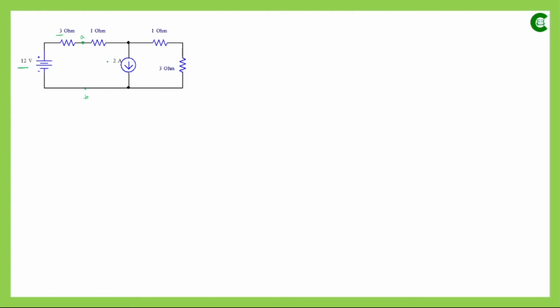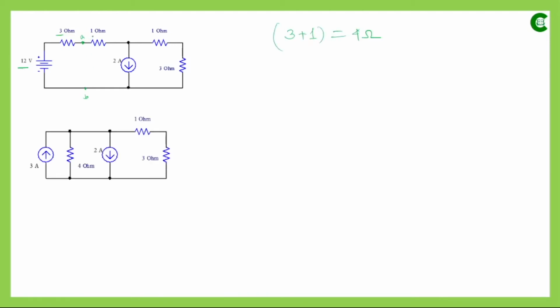Now in this circuit we can see that this 3 ohm and this 1 ohm are connected in series. So the equivalent resistance will be 4 ohm, and that 4 ohm resistor will be connected in series with this voltage source. So that part of the circuit, where we have a voltage source of 12 volt and a resistance of 4 ohm, can again be transformed into a current source.